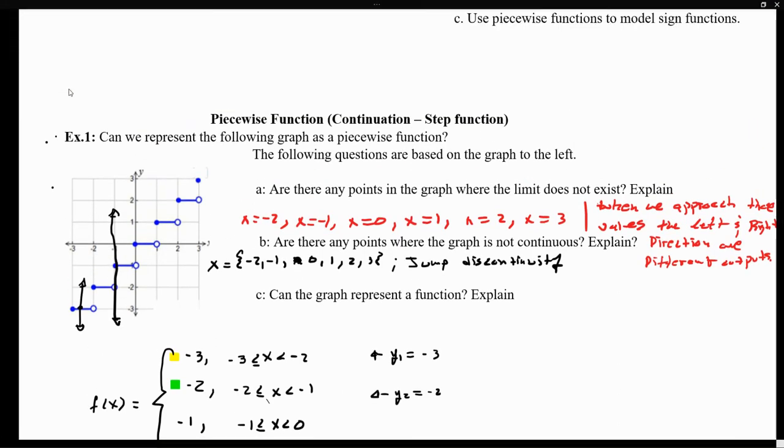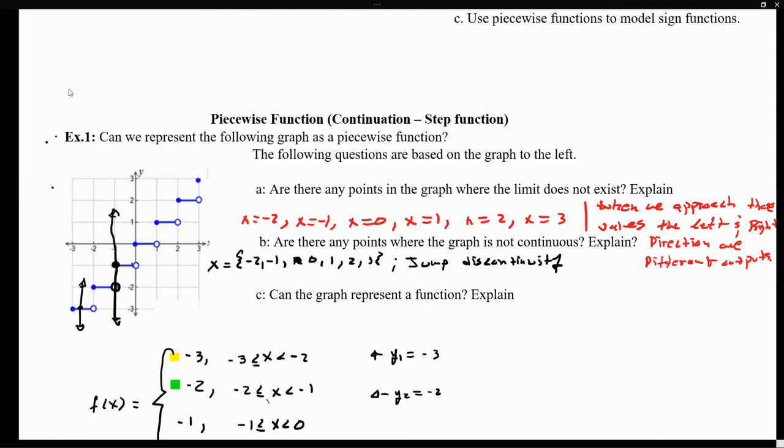Because notice that here, this is a filled circle, and this is an open circle. So in reality, we're only hitting the piecewise function at one point, which in this case is the value of negative 1. We're not hitting it at the value of negative 2, because that's an open circle. So it does pass the vertical line test.